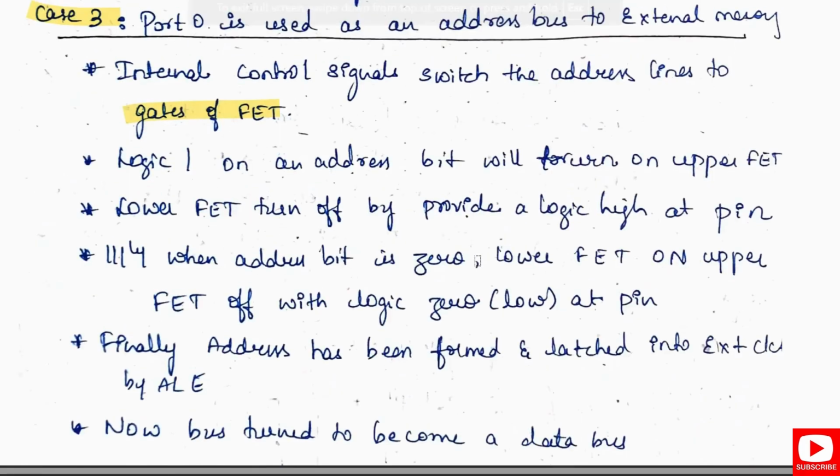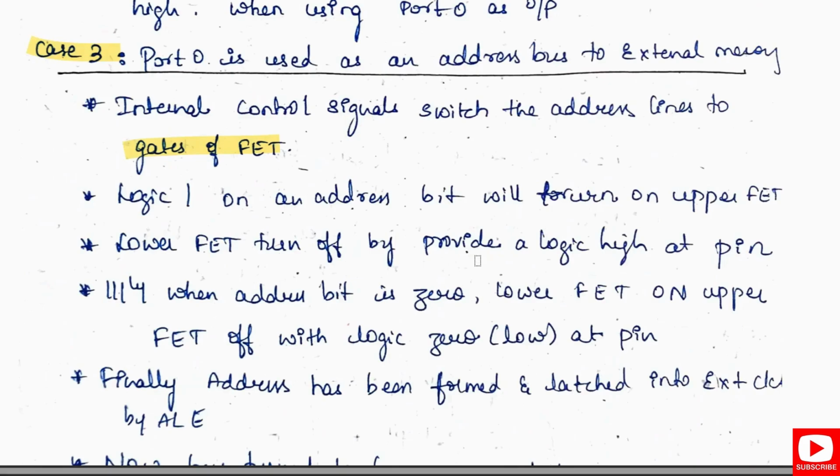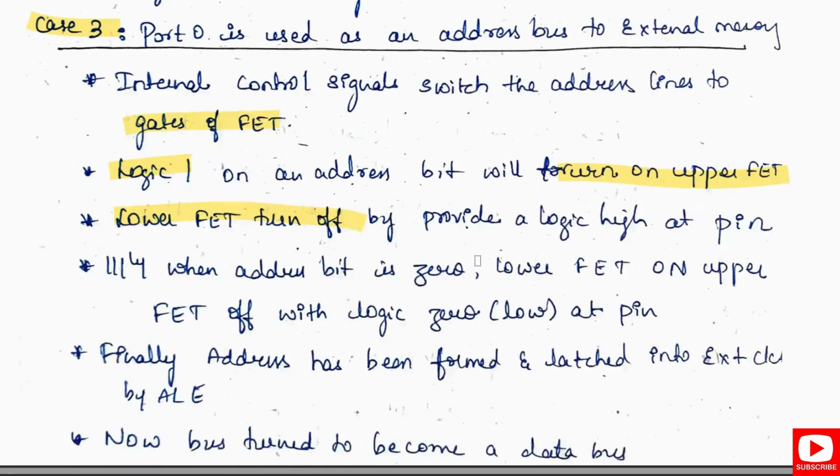Logic 1 on the address bit will turn on the upper FET, and the lower FET will get turned off by providing a logic high at the pin. Similarly, when the address bit is 0, the lower FET will be on and the upper FET will be off. Finally, the address has been formed and latched into the external circuit by the ALE.